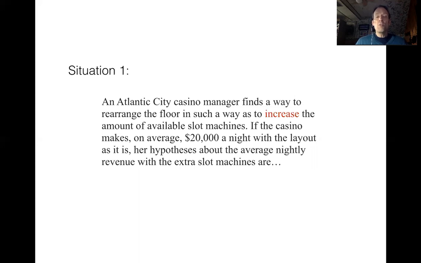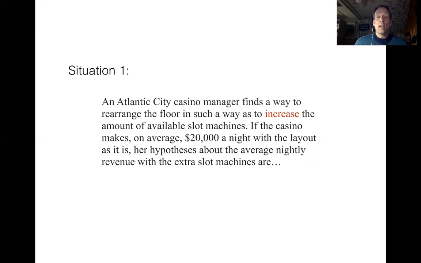Okay, so in the situation, it looks like we have a casino. And the casino is making about $20,000 a night. And there is a casino manager, and that casino manager thinks they found a way to rearrange the floor of the casino and get more slot machines in there. And the idea is if they can squeeze in more slot machines, the casino should be making more money and the average revenue should go up.